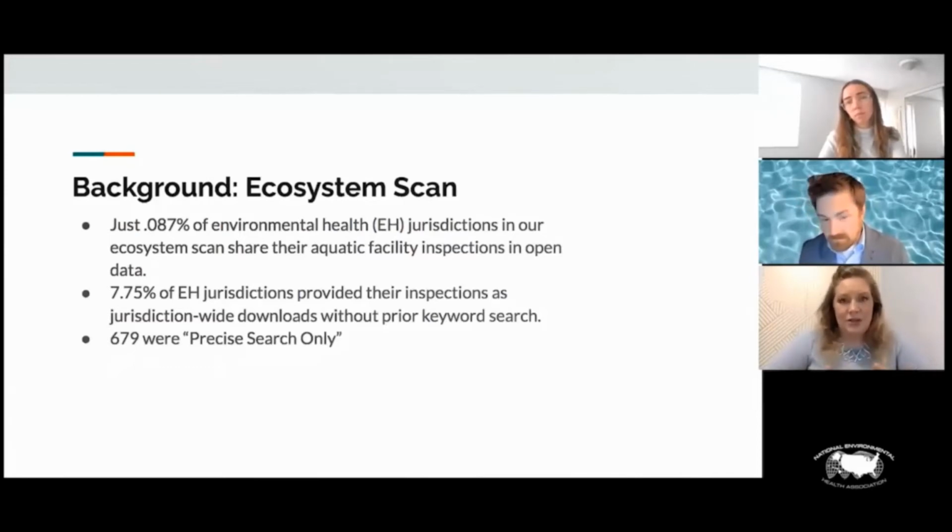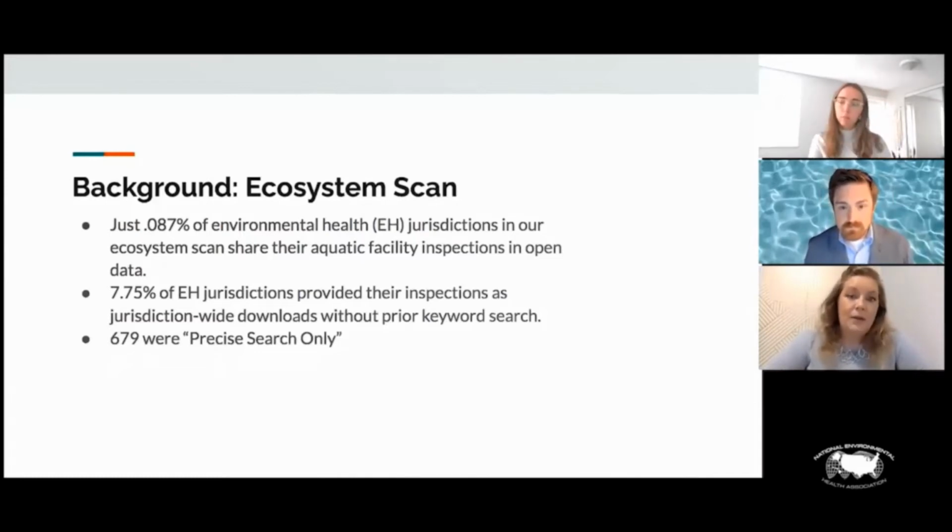679 jurisdictions in this 900 some jurisdiction ecosystem scan, we found that they were precise search only. And what do we mean by that? It means that you had to have the exact name of the pool you were looking for to be able to search for its inspection information. But imagine that you're a grandmother road tripping across the United States with 2 grandkids in the back seat, and it is a hot day and you just want to get them to a safe pool nearby.